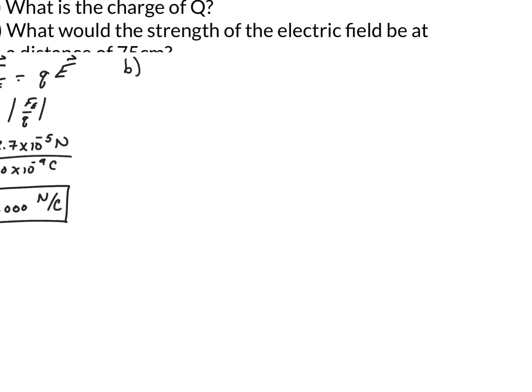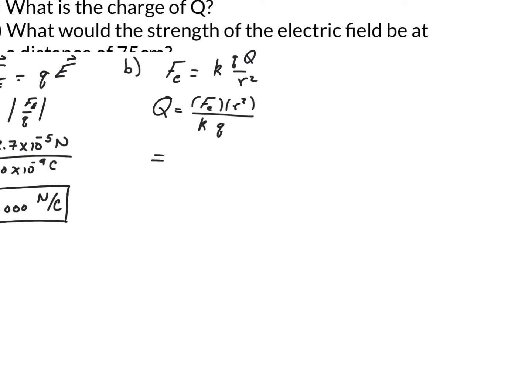For part B, we need to find big Q. So the electric force we know is Coulomb's constant times little q times big Q over R squared. Rearranging this equation to get Q by itself, we have the electric force times the distance squared, all divided by Coulomb's constant times the small charge.